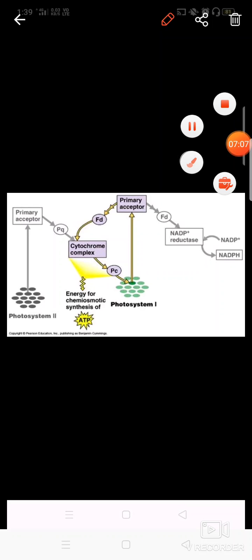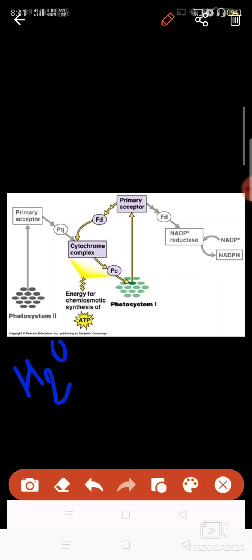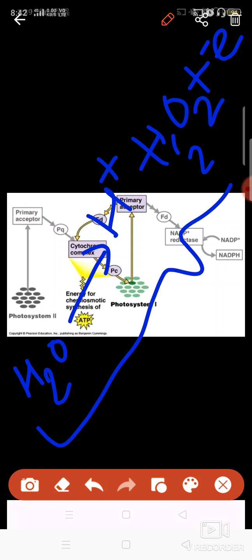So what is happening here? When the sunlight is falling on the chlorophyll molecule, the water splits into H plus ion, that is hydrogen ion, oxygen is released, and an electron is also released. This reaction is carried out in the thylakoid, and this reaction is known as photolysis of water.